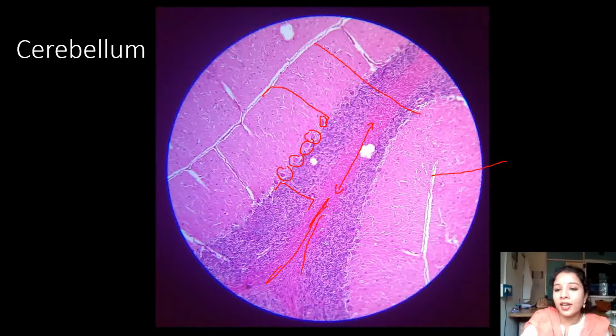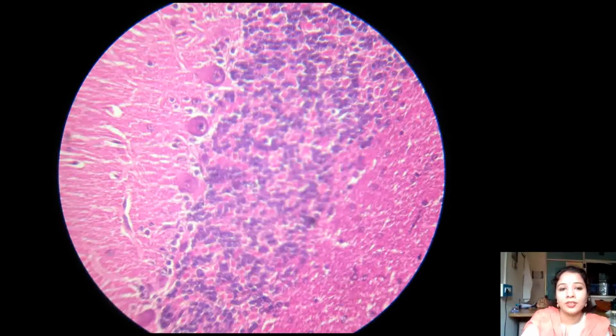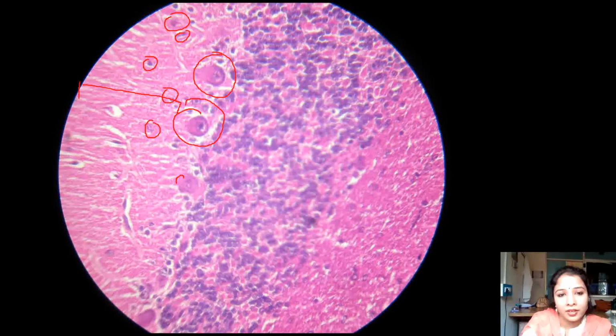So let's see at a higher magnification. We can see here this is the molecular layer, from here to here, where it is slightly paler, and we can identify a few cells in the molecular layer which are basket-shaped cells. So this is the molecular layer, and we can see such beautiful large cells, the Purkinje cells, easily identifiable. And at the base you can see the nucleus of each Purkinje cell.